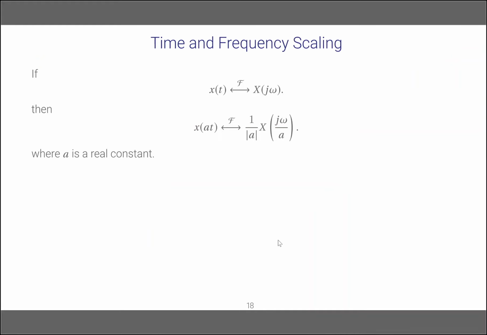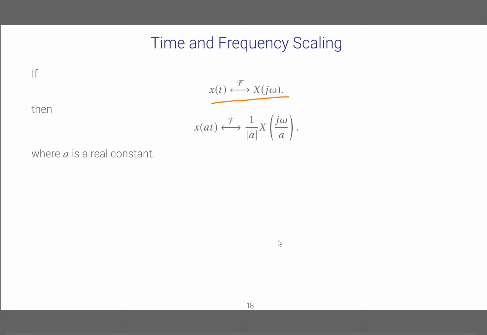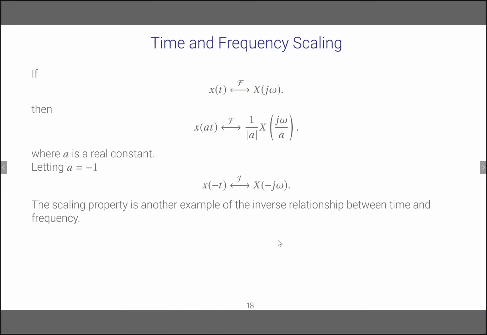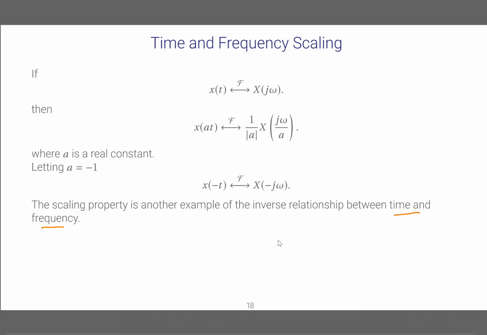Then time and frequency scaling. If x(t) has a Fourier transform X(j omega), x(at) has a Fourier transform 1 over modulus of a times X(j omega divided by a), where a is a real constant. So if we let a equals -1, x(-t) has a Fourier transform X(-j omega). The scaling property is another example of inverse relationship between time and frequency. What this means is if a is equal to 2, that means we compress the time domain signal in the time axis. That means in the frequency domain, the spectrum expands in omega axis. That's the inverse relationship.